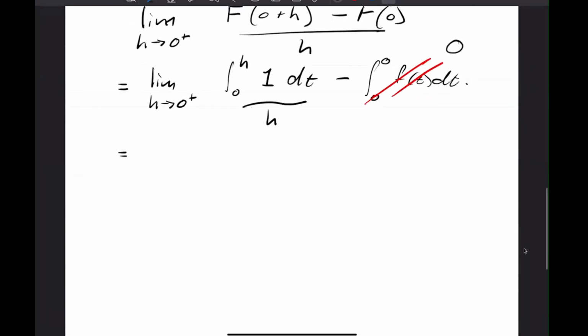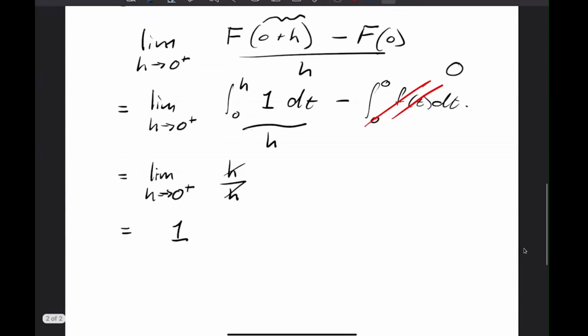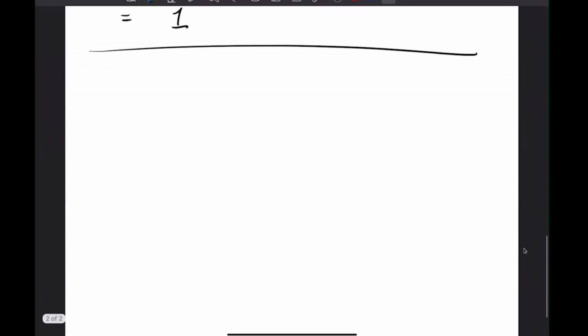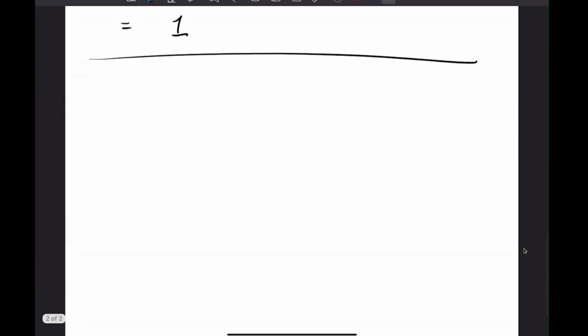So let us see. This is the limit as h tends to 0 from the right. That integral is h over h, which is equal to 1. So h over h, everything cancels, and that is equal to 1. So this limit is equal to 1. And let us consider the other limit, so the left limit.